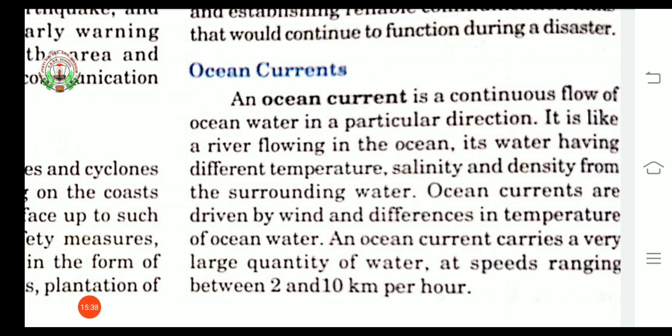Ocean currents are driven by wind and differences in temperature of ocean water. And ocean currents carry a very large quantity of water. Can you imagine the speed of an ocean current? The speed of an ocean current ranges between 2 kilometers to 10 kilometers per hour.